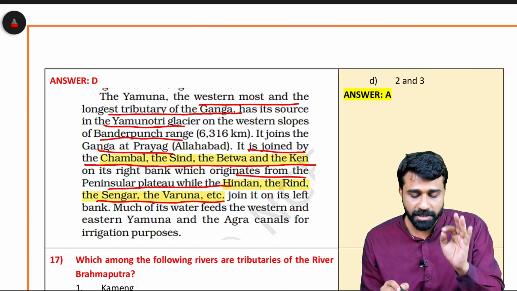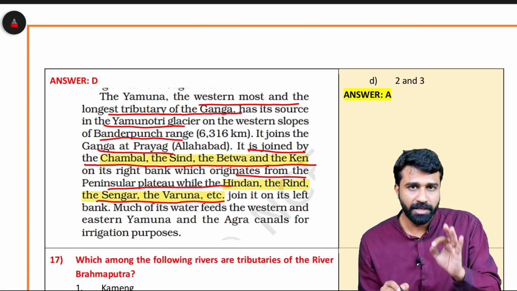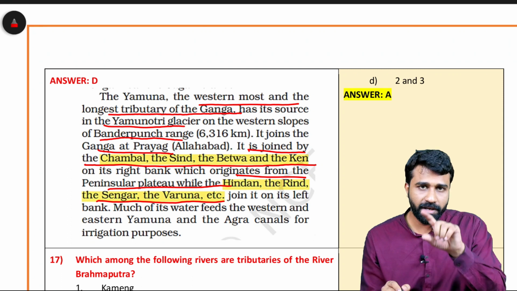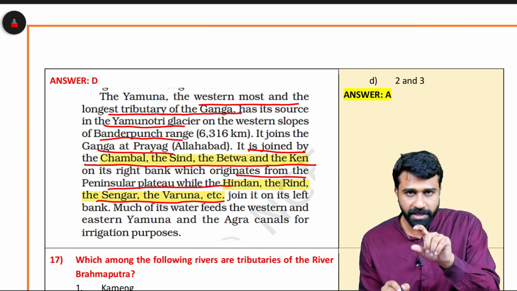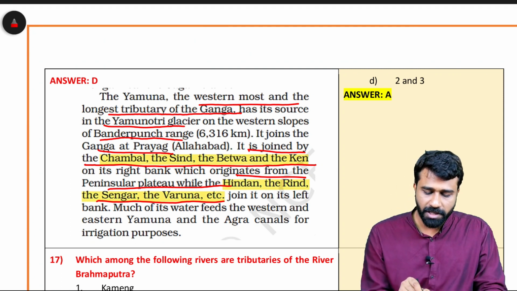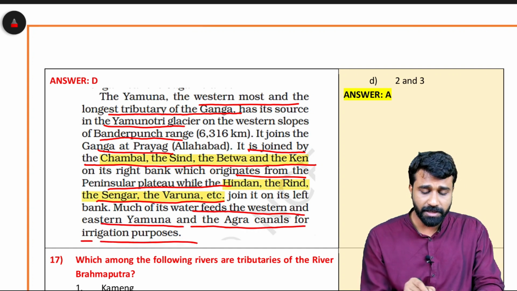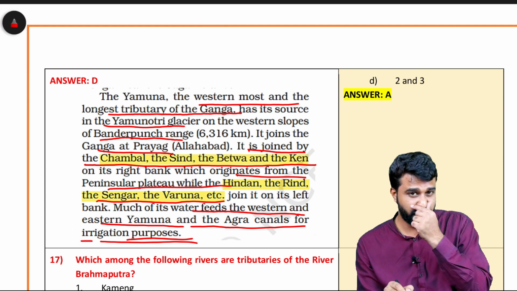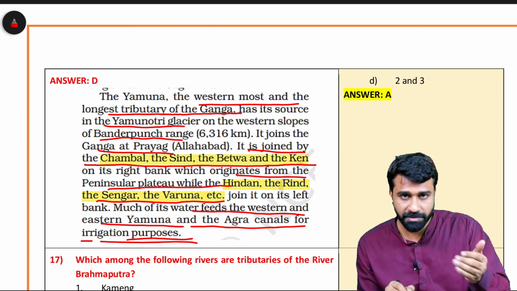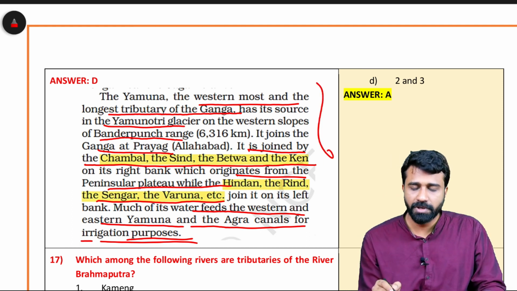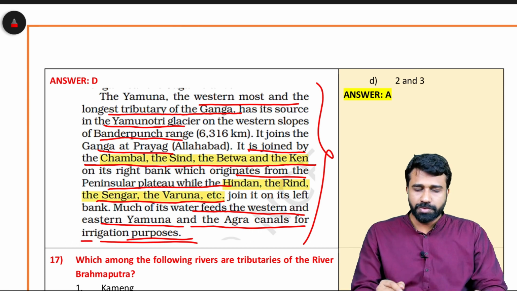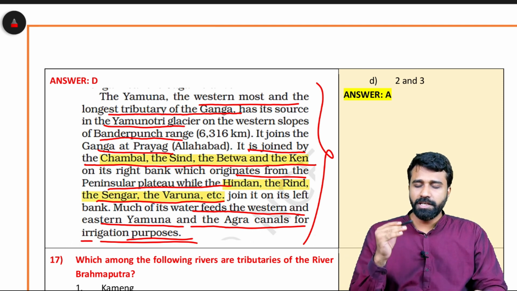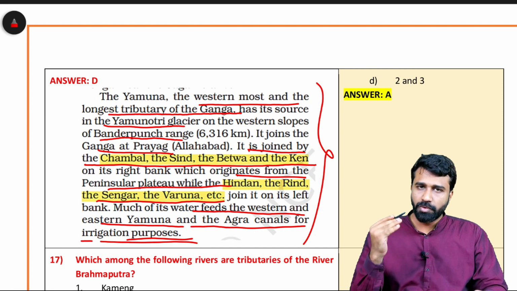These are very important names that you have to remember when it comes to northern plains and drainage systems, right? The water it carries feeds the Western, Eastern and Agra canals, which are fed by these river systems only. So, I request you to go through these in 360 degrees, each river and tributary and their local name.